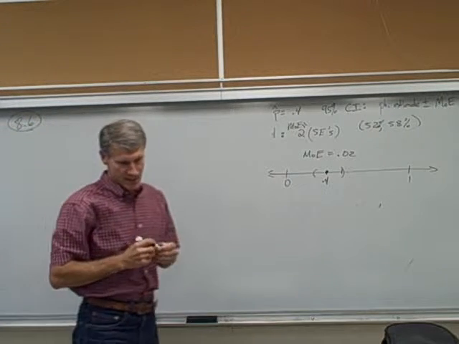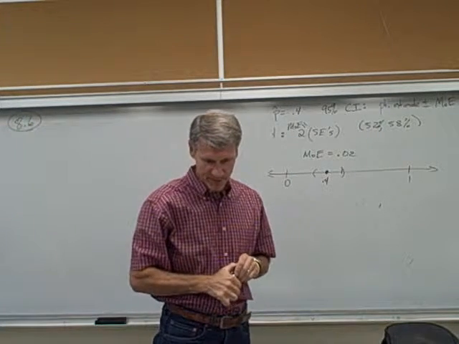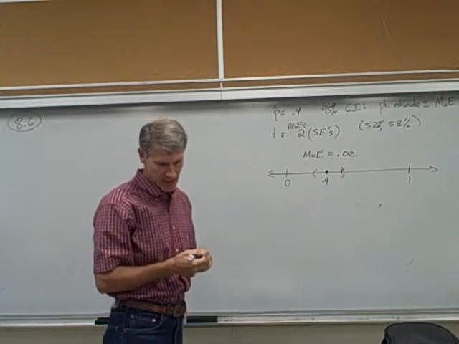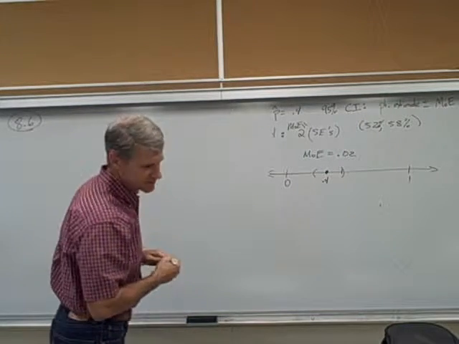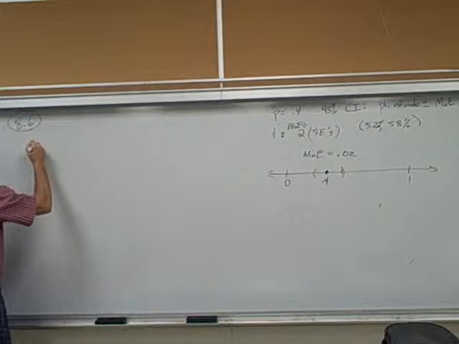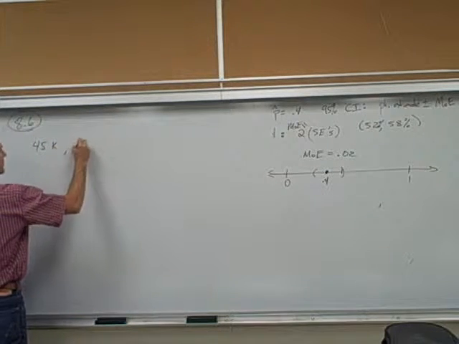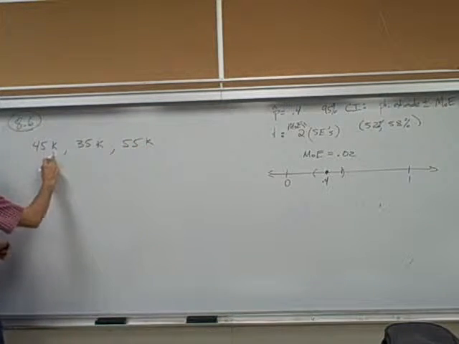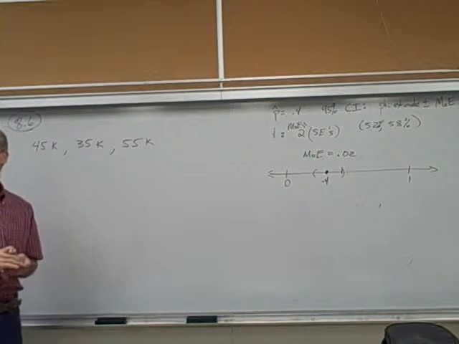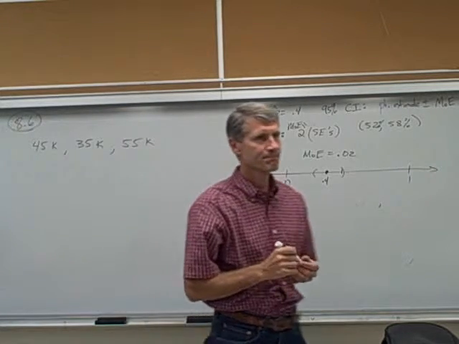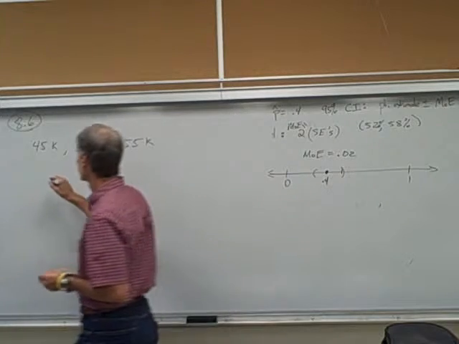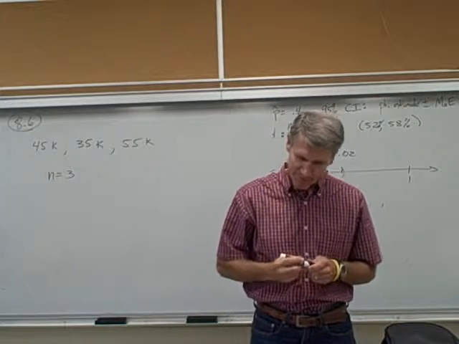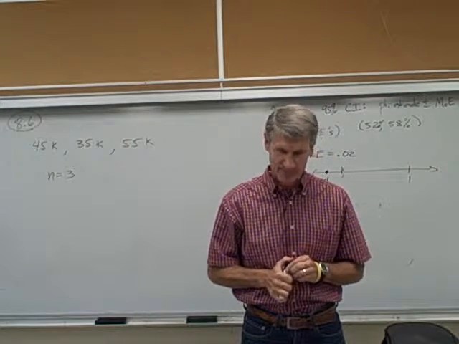And what it says is that the starting salaries of a random sample of 3 subjects who graduated from North Carolina State University with majors in mathematics had salaries of $45K, $35K (I'm too lazy to write the zeros), so $45,000, $35,000, and $55,000 a year. Okay? What's my N? 3. Sample of size 3. Part A says, find a point estimate of the population mean.